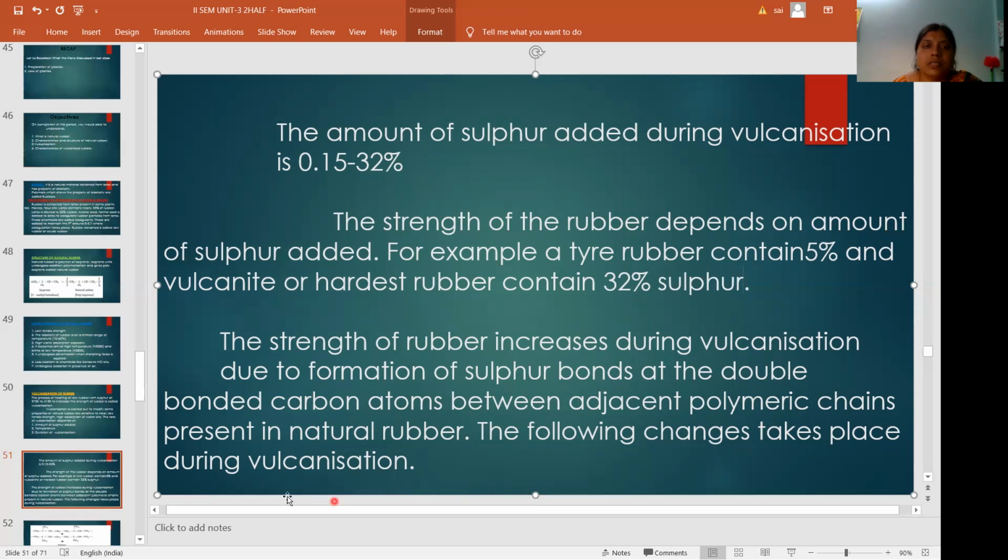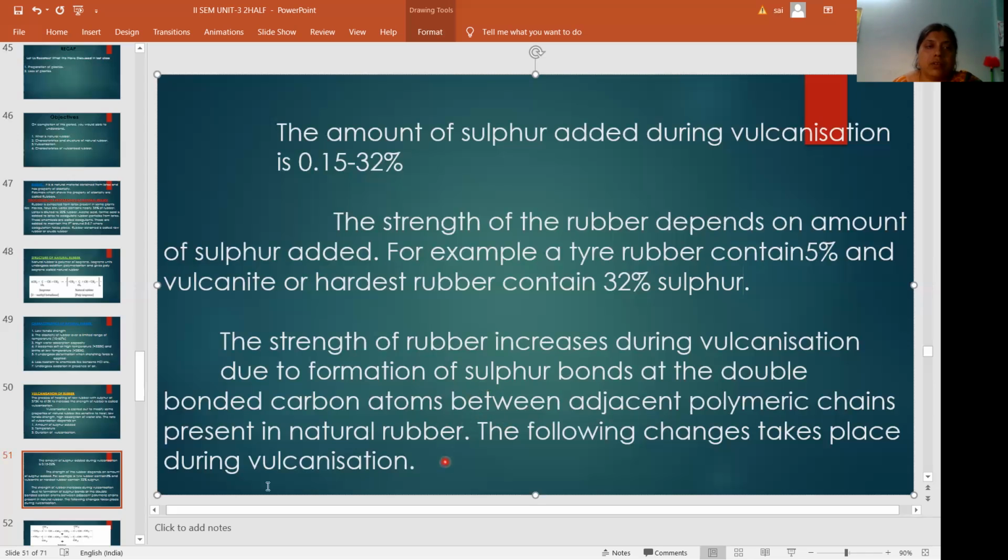The following changes take place during vulcanization. So here, the strength of rubber increases during vulcanization, we are saying. How does it increase? Due to formation of sulfur bonds at the double bonded carbon atoms. In natural rubber, you have double bonded carbon atoms. In between two chains, at that double bond, sulfur bonds are forming. So due to that, its strength is increasing.